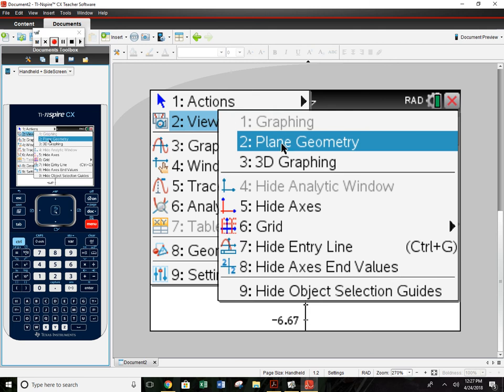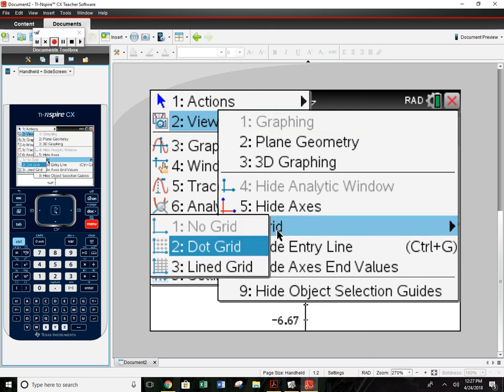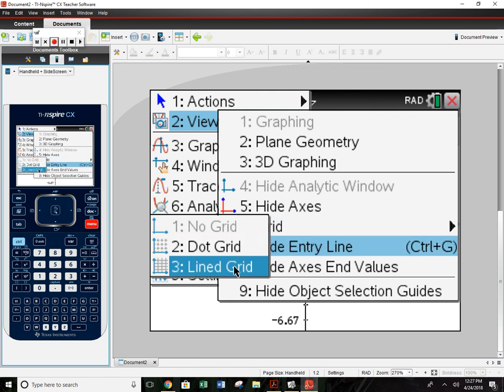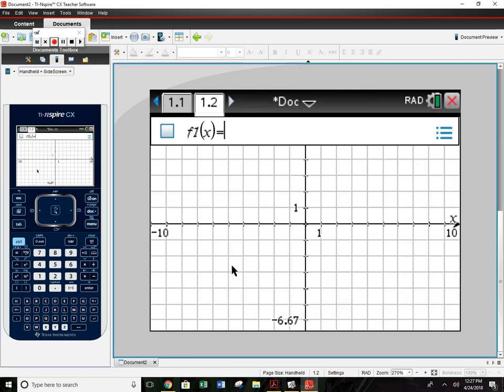And under the view menu, turn your grid on. Go to 6. And let's do aligned grid. Your graphs are much easier to look at if you're looking at them in aligned grid. Okay, now, here we go. Let's set that aside. I don't think we're going to use it for a little bit.